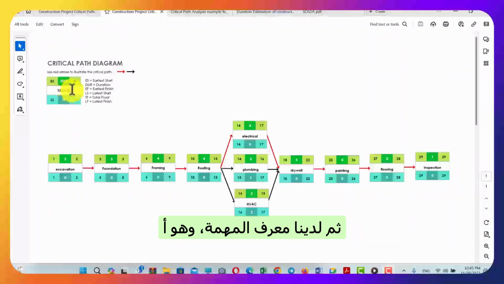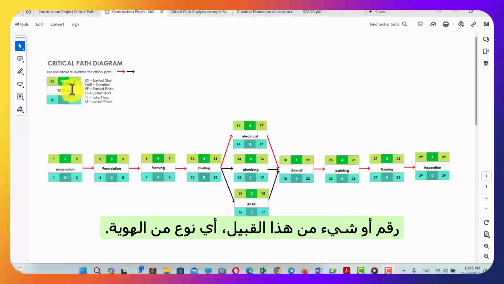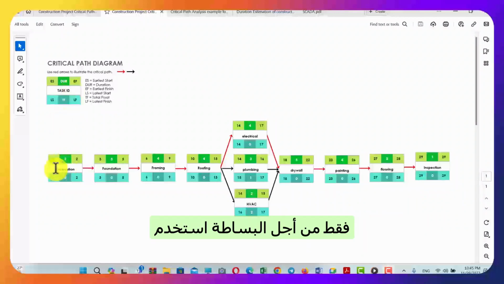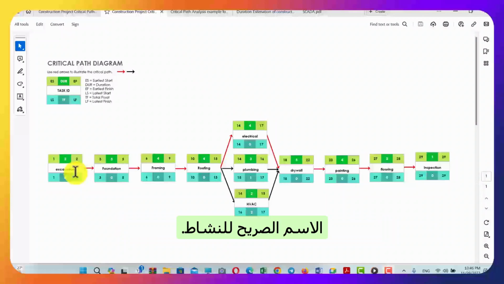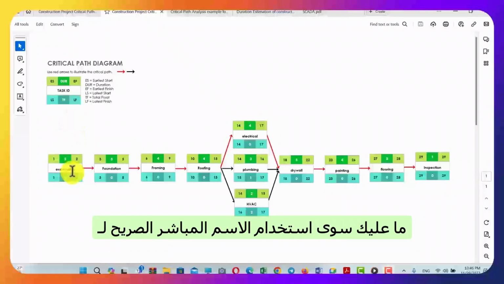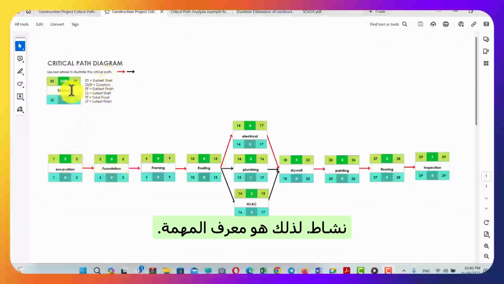Then we have the task ID, which is a number or something, any type of ID. Actually, here I'll not use an ID. For simplicity, I'll use the explicit name of the activities. Otherwise, in the professional way of depicting things here, it should be the ID, not the explicit name of the activity. But just to make it easier for you, I'll use the explicit direct name of the activity. So it's the task ID.